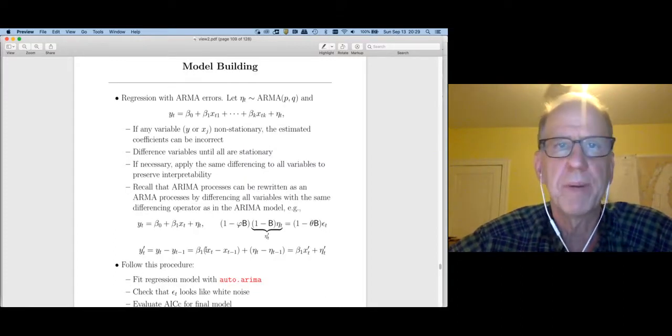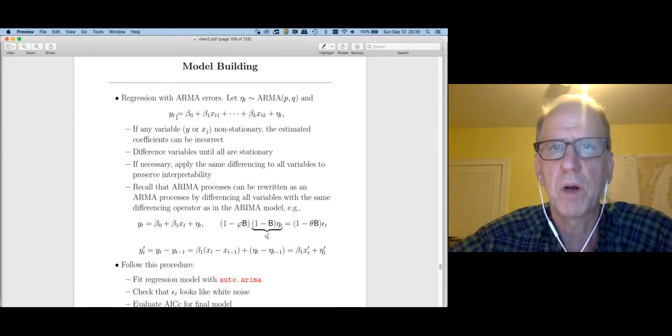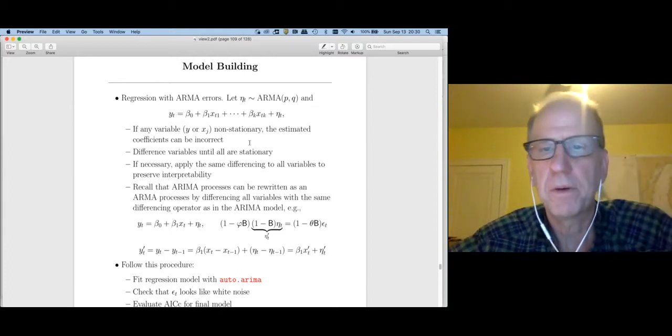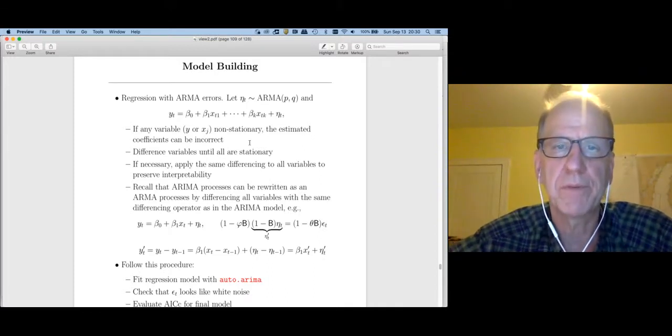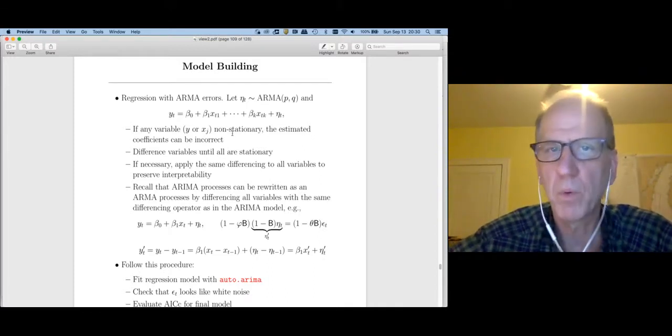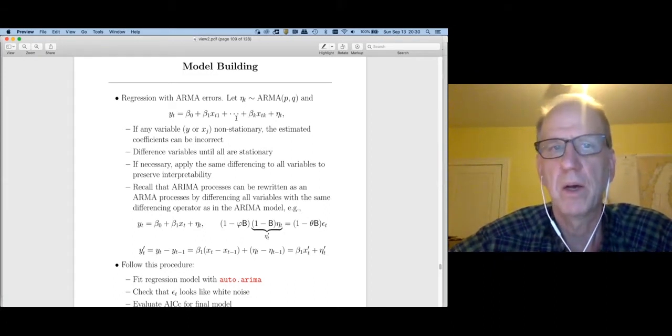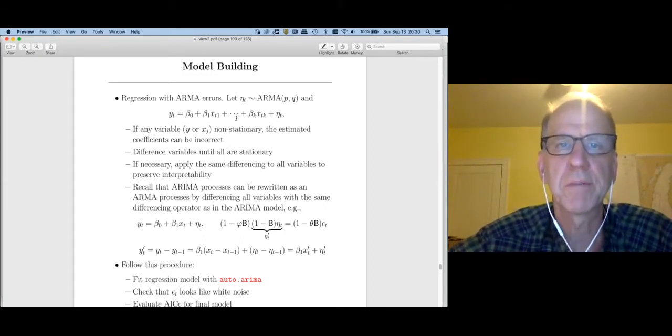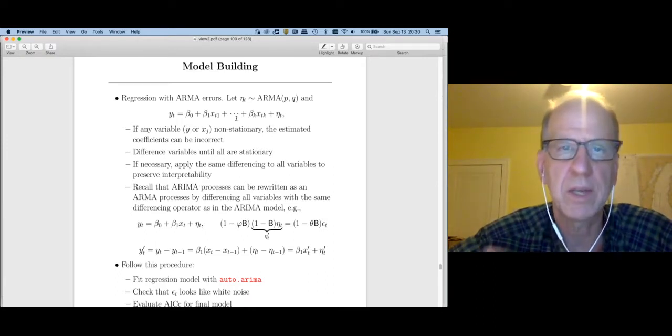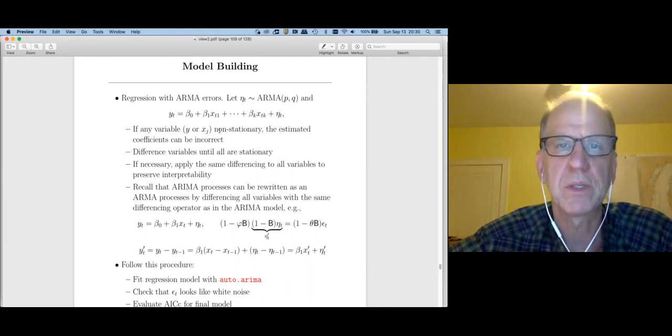Let's talk a little bit about model building now. Here is our basic ARIMA model. A few rules that we have to follow. Number one is all of the y's and all of the x's have to be stationary. If they're not stationary, our estimated coefficients can be incorrect or the standard errors will be incorrect. And so we want to get them to be stationary.